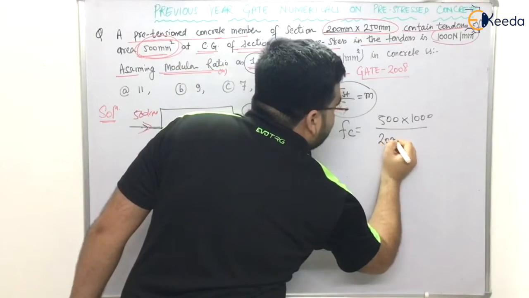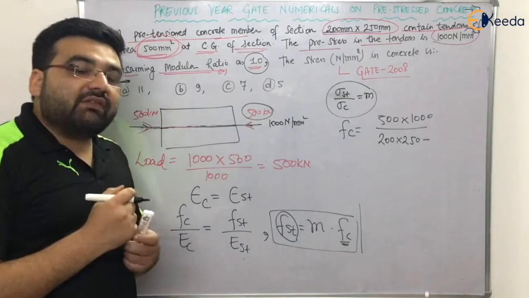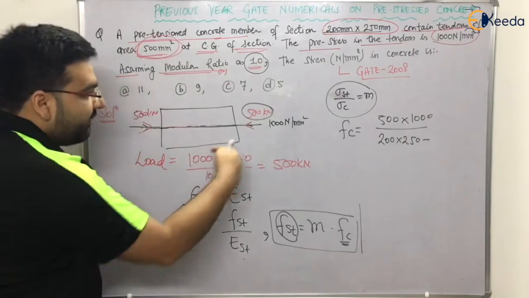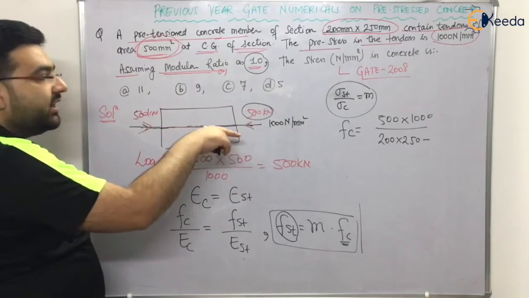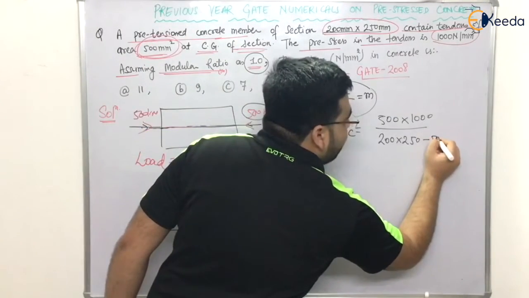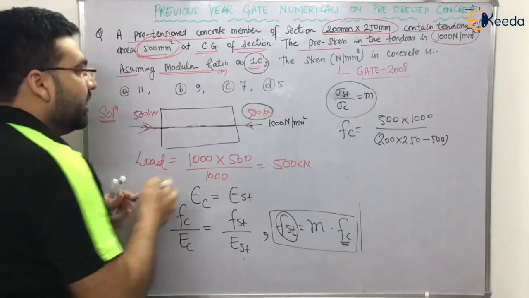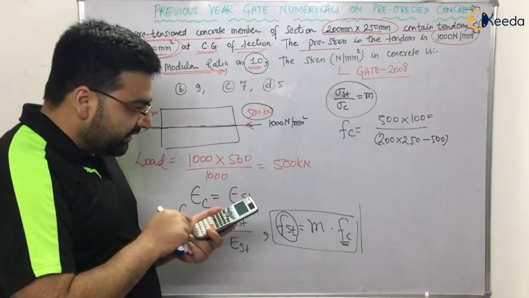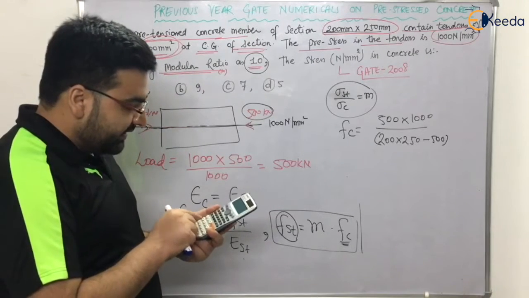So, 200 into 250 minus, because in the case of our double reinforced section, if we are inserting some bars, some concrete has to be taken out. So, if 500 mm square of steel has to be inserted inside it, then 500 mm square of concrete has to be pulled out, right? So, minus 500. This will be the stress in concrete due to this 500 kilonewton load. Now, let me calculate how much it is coming. So, 500 into 1000 divided by 200 into 250 minus 500.